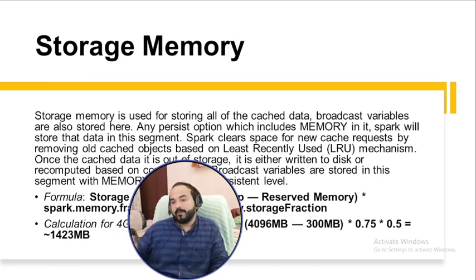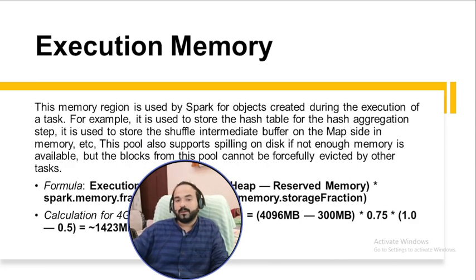Storage memory: now one by one we are going to discuss how you calculate it. Java heap memory 4 GB minus reserve memory, whatever you get, multiply by 75% of it, and Spark memory storage fraction is also 50%. So you will get 1423, which is just half of 2847, which was discussed in the previous slide. And the same for execution memory.